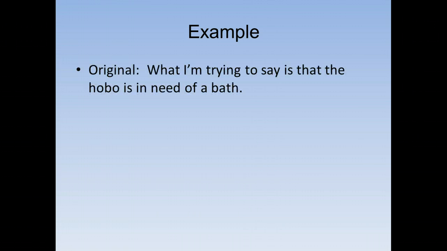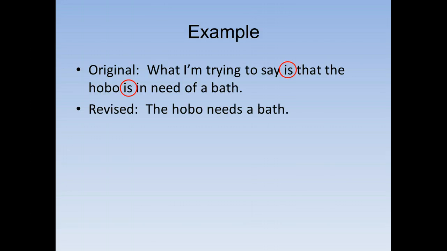"What I'm trying to say is that the hobo is in need of a bath," and change them to active verbs. We must also discard the weak opening is phrase. The revised sentence, "The hobo needs a bath," is active and succinct. Notice that we also eliminated some prepositions here.